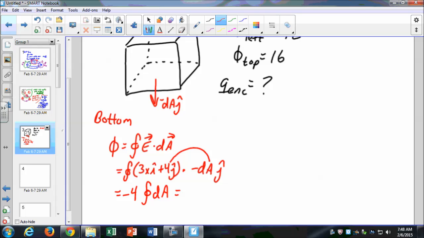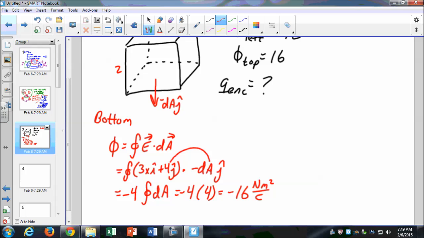The area of this cube, let's see, the cube was a 2 by 2? Yeah, it was a 2 by 2 meter. All right, so it's 4 times 4, which is negative 16 Newton meter squared per coulomb. All right, so that's the bottom face.